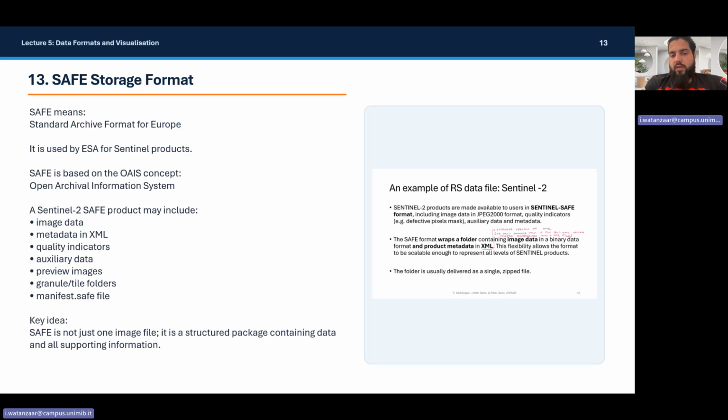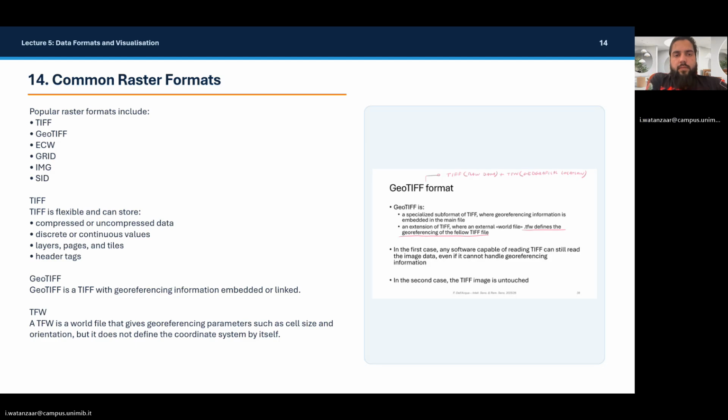It is a structured package containing the data and all supporting information. So it is a complete package which holds all the data and supporting information for the SAFE format, which is based on the concept of OAIS, Open Archival Information System. So this is a really important format for the European Space Agency for remote sensing data.